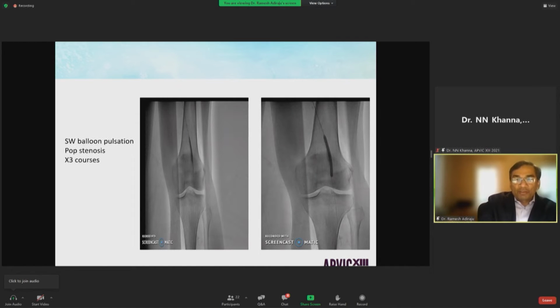Here's a demonstration on the left of the Shockwave balloon that was able to easily pass across. By the way, with the knuckle wire technique that we use to cross the lesion, I usually use a balloon support to push the knuckle. That works very well, especially with 014 wires. We had 3 courses of local shockwave pulsation, and as you can see, it opens up nicely.